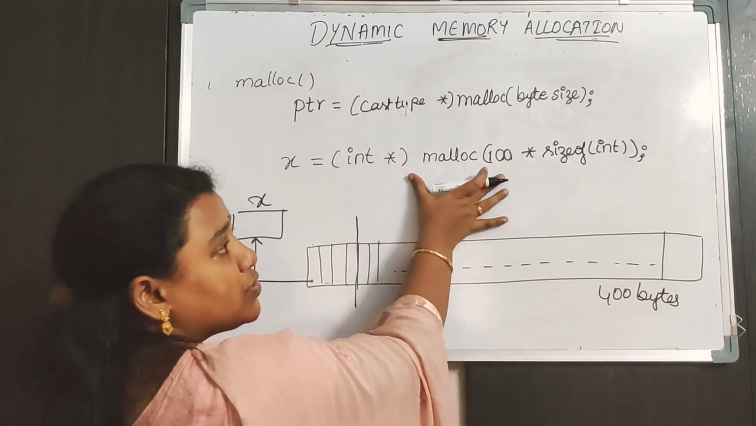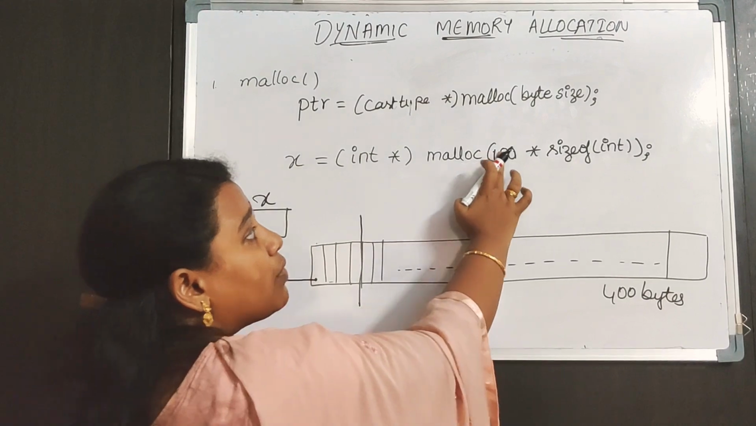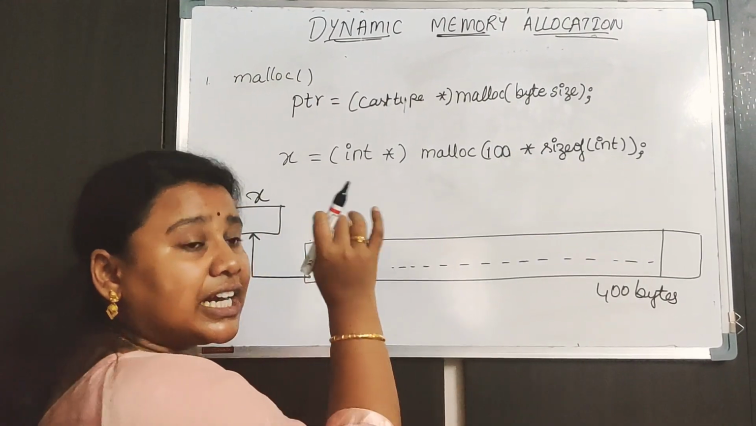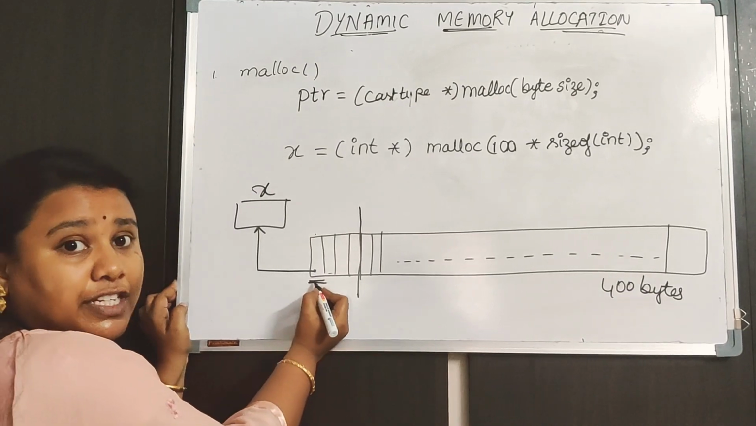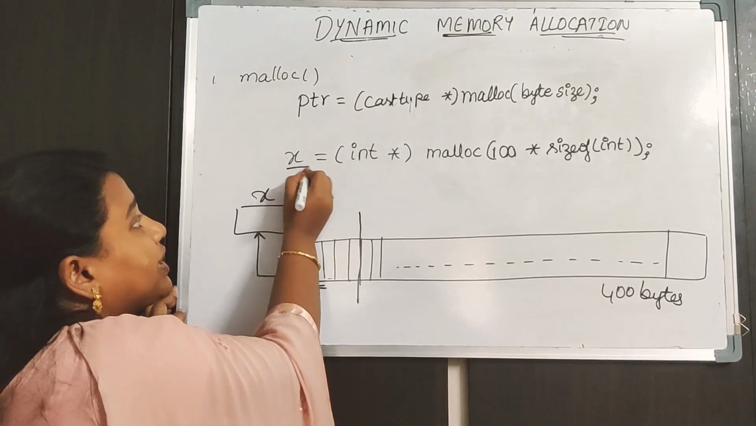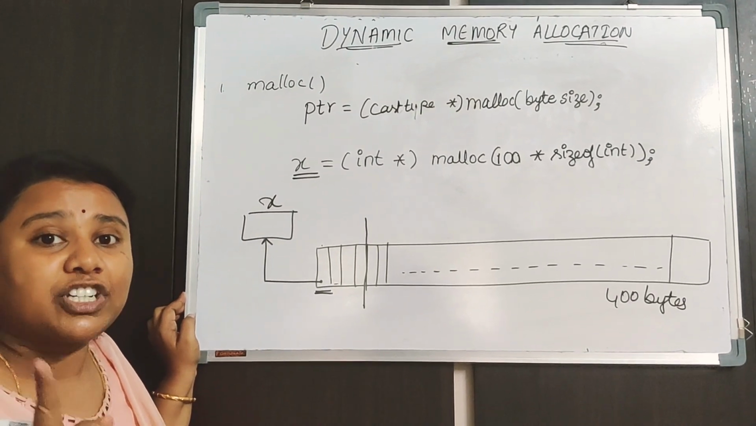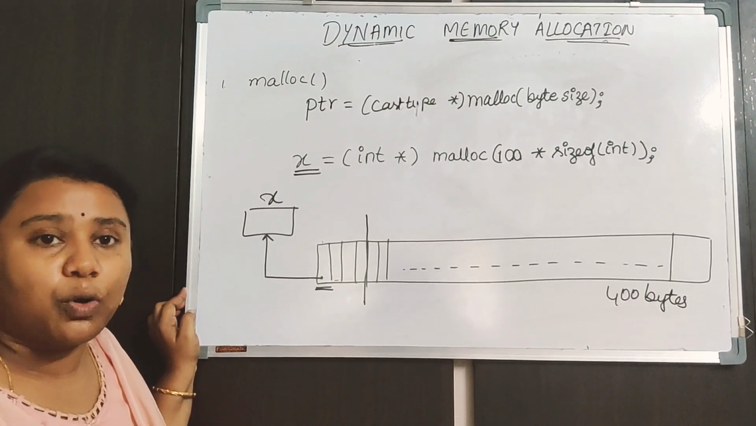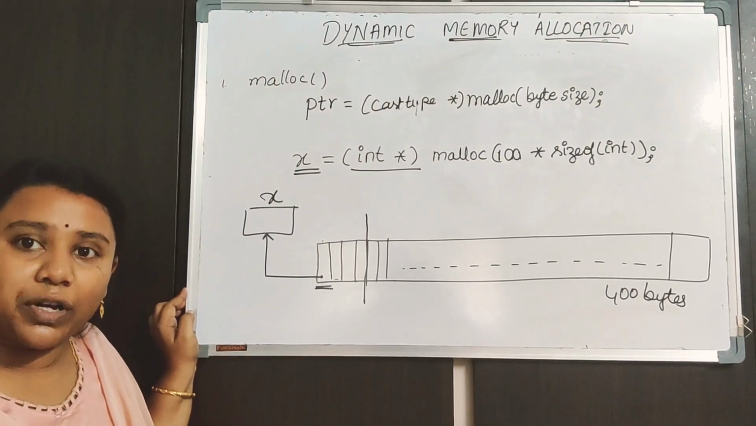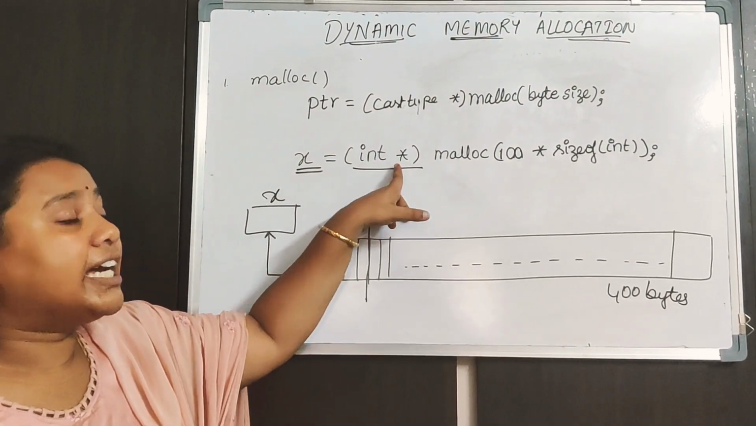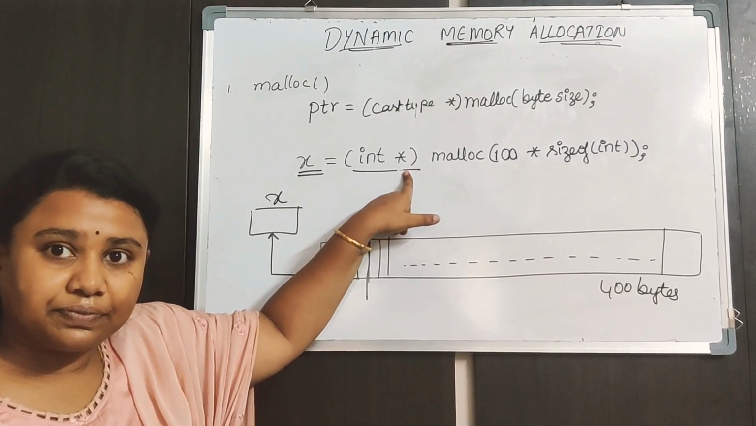I hope everyone understood what happens with the malloc function. Whatever size you specify will be allocated continuously, and the first byte address will be stored in pointer x. Moreover, the function return type of malloc is a void pointer, so we should be careful by typecasting the pointer. That's why we place an integer pointer before the malloc function.